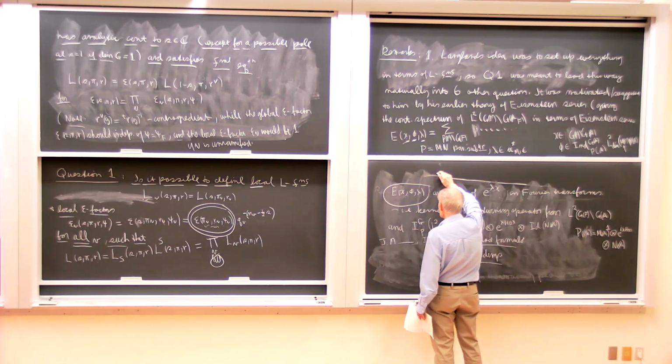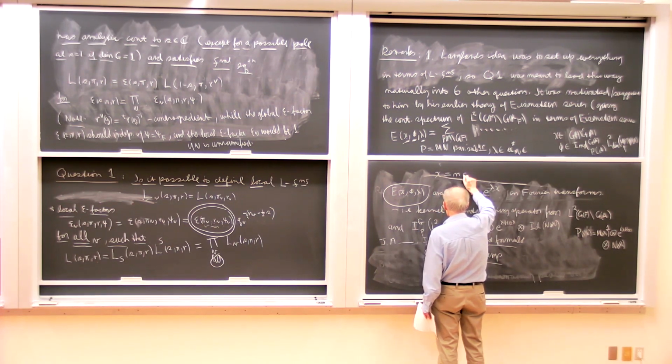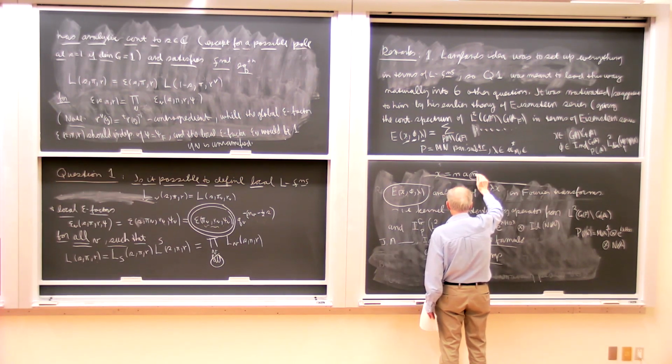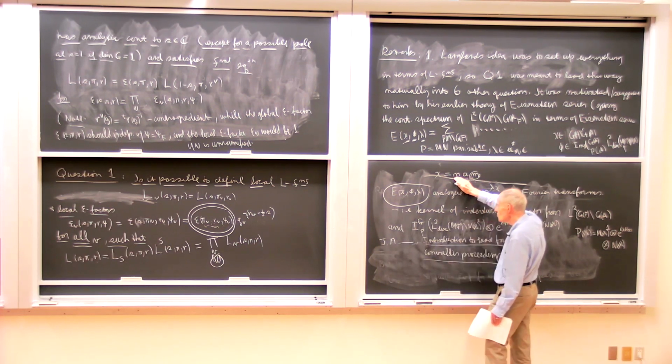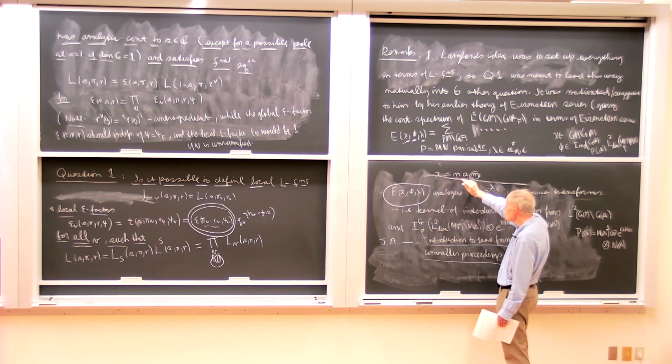You need to know what happens when x equals n a m. This is in m, this is in a, and this is in n. And you need to know what this looks like when a gets very large. You need to understand its behavior at infinity, it turns out.